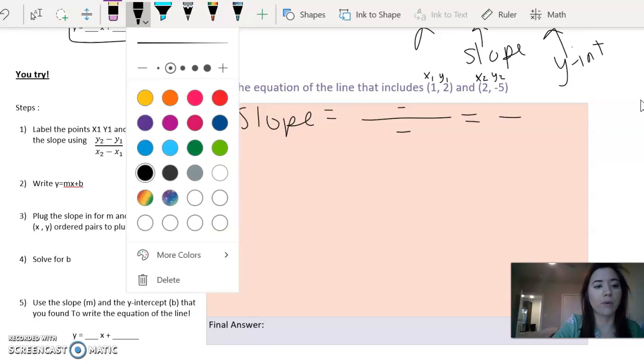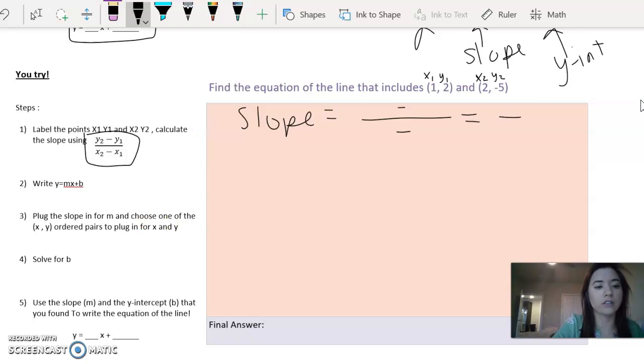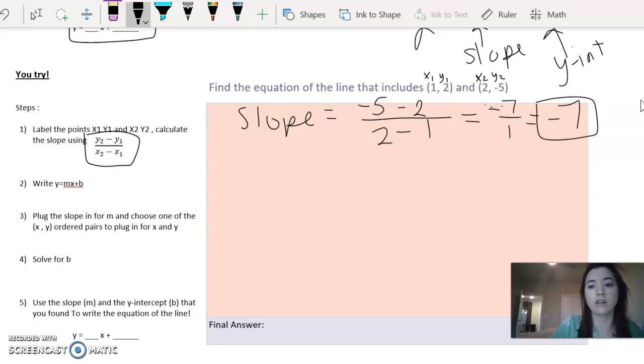Alright, so again we have y2 minus y1 over x2 minus x1. My y2 is -5. My y1 is 2. My x2 is 2, minus my x1 is 1. -5 minus 2 is -7. 2 minus 1 is 1. So we get -7 for our slope.